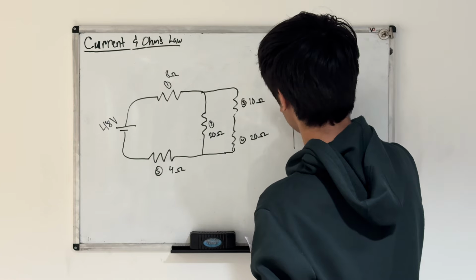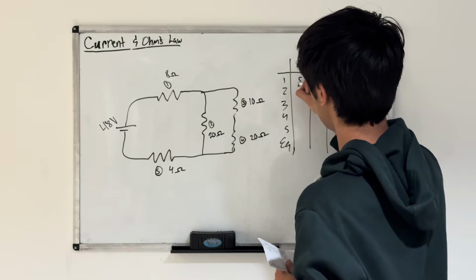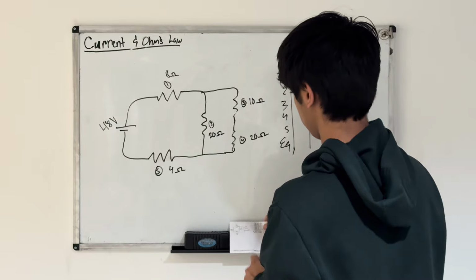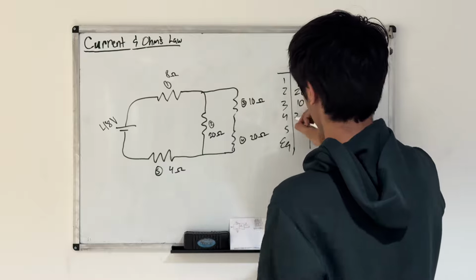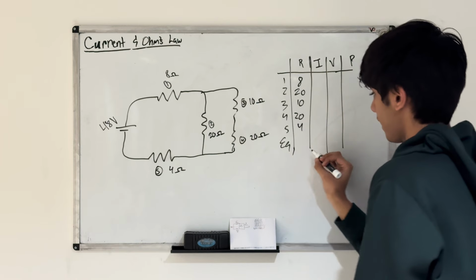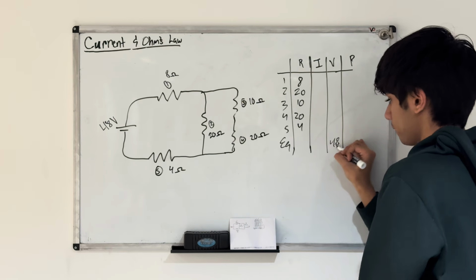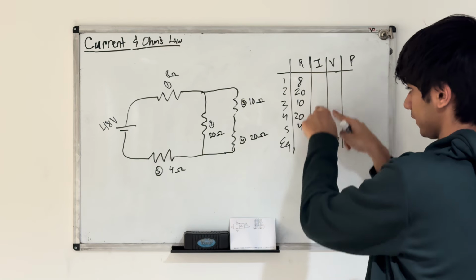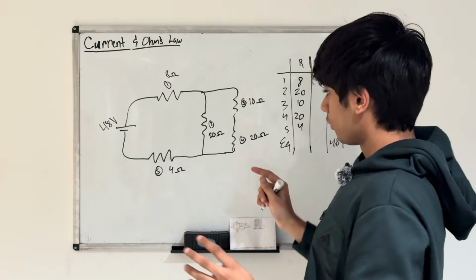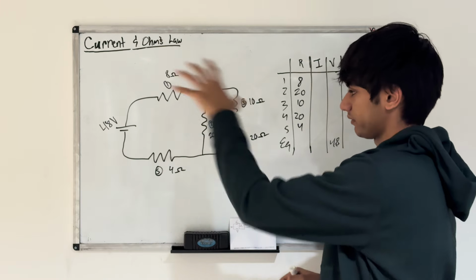Okay, so 1, 2, 3, 4, 5 equivalent. So 1 is 8, 2 is, I'll put this here, 20, 3 is 10, 4 is 20, 5 is 4, and we know that our total voltage supplied is 48. Okay, so first step, right, we can see we need this equivalent resistance, then find the I's, and then we can find everything else with that. So first, let's find the most complicated section and then figure out our equivalent resistance of the whole thing.